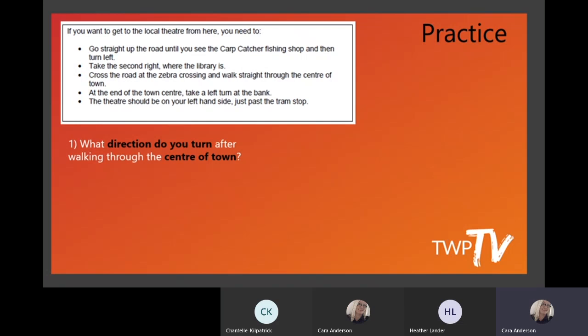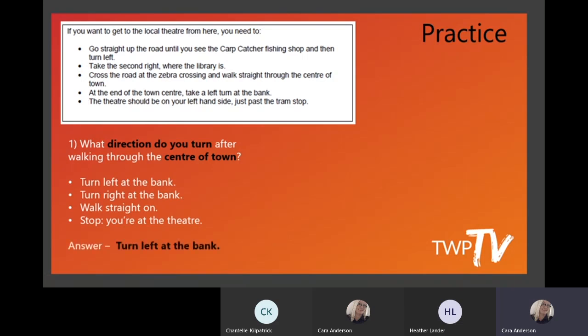Okay, so I've read my question, I've read the text in full, gone back to my question. I'm going to pick out the key information. So it wants to know what direction I'm going to turn after walking through the centre of town. So I'm going to skim read, I'm going to look for the centre of town, and then I'm going to find my answer. What's the answer after? Where am I turning after the centre of town? Okay, you both gone left. So these are your examples, and yeah, just turn left at the bank. So excellent, well done.